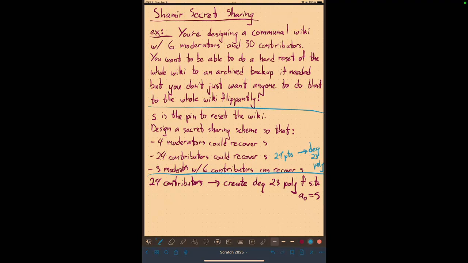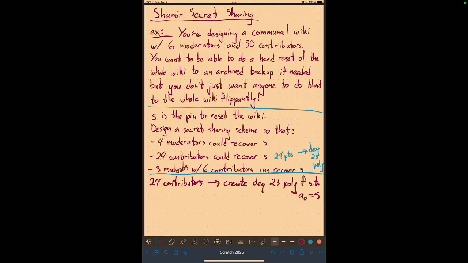Now the question is, what about this 4 moderators thing? How do we deal with 4 moderators coming together? Any thoughts on that? Yeah. We can give each moderator 6 keys. So each contributor only gets 1 key, but you could give each moderator 6 keys. So now if they come together, 6 times 4 is 24, and they can interpolate that degree 23 polynomial.